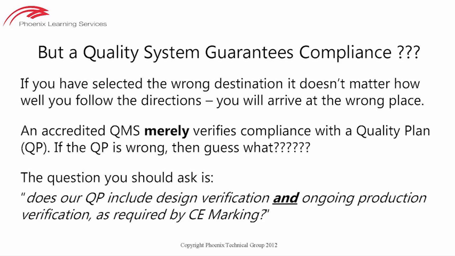Corporate process and quality systems are exactly the same. If you give them the wrong information, they will take you precisely where you programmed them to take you. An accredited quality management system will merely verify compliance with a quality plan. If the quality plan is wrong, then guess what? You arrive at the wrong destination. Maybe the question we should ask is, does our quality plan include design verification and ongoing production verification as required by CE marking?